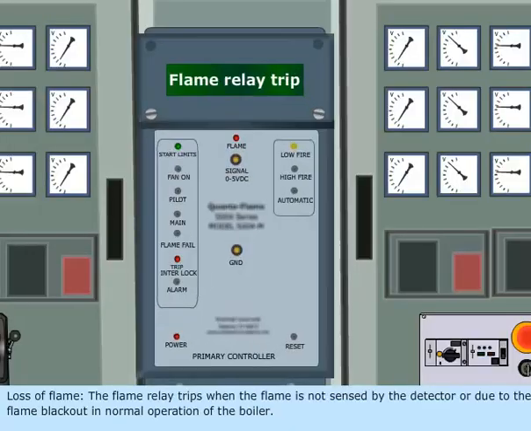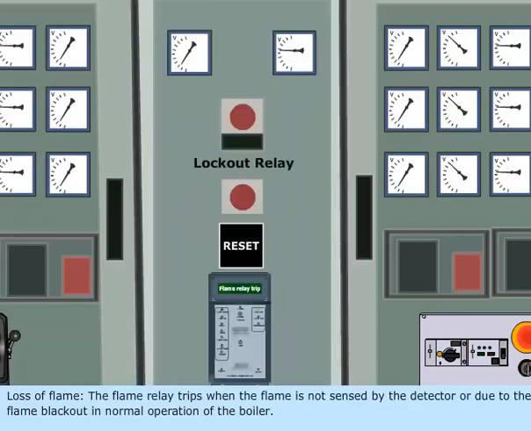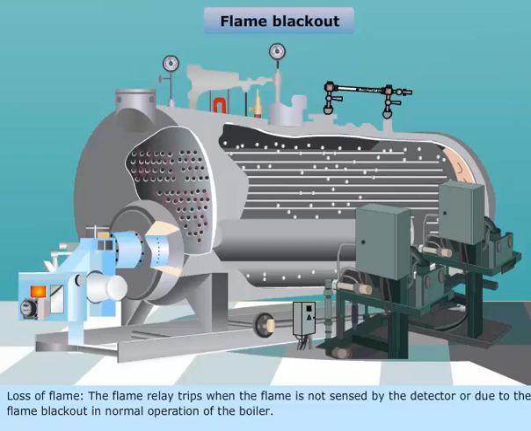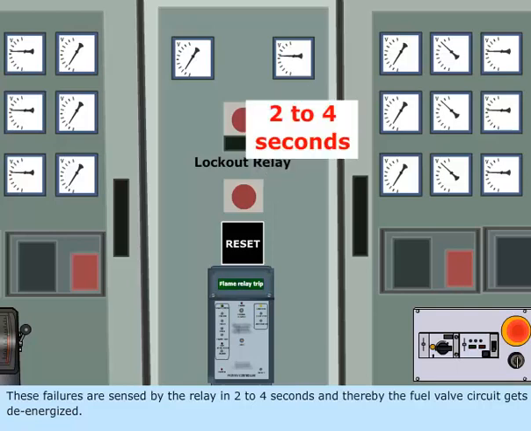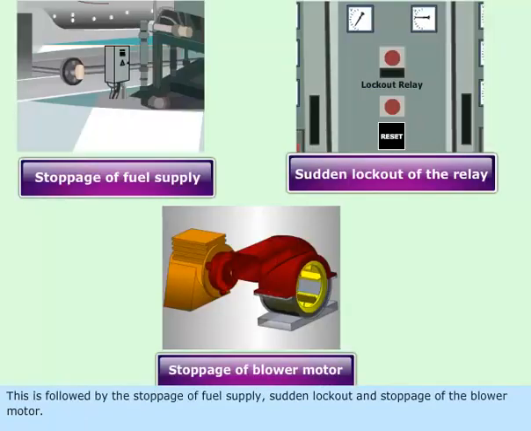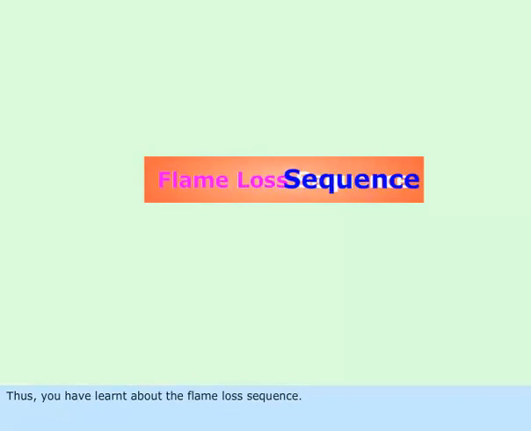Loss of flame. The flame relay trips when the flame is not sensed by the detector or due to the flame blackout in normal operation of the boiler. These failures are sensed by the relay in 2 to 4 seconds, and thereby the fuel valve circuit gets de-energized. This is followed by the stoppage of fuel supply, sudden lockout, and stoppage of the blower motor. The failures can be detected and displayed as code or warning during the faulty condition by the program relay. Thus, you have learnt about the flame loss sequence.